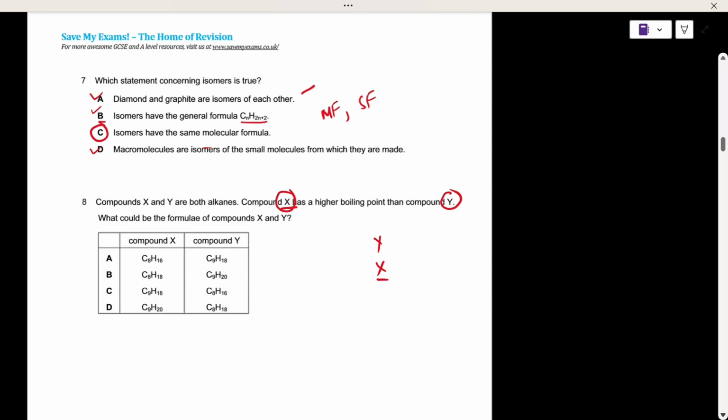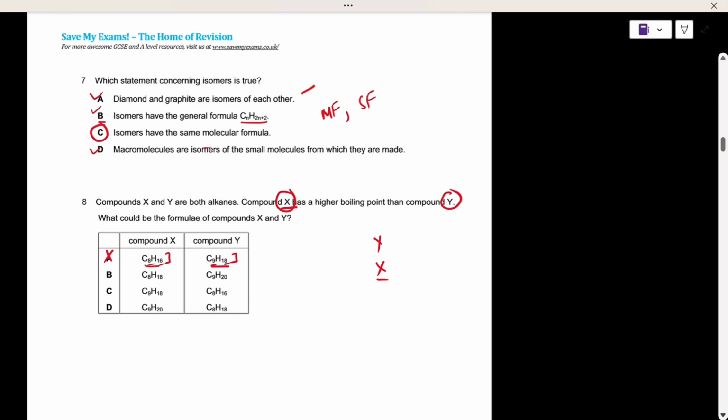What could be the formula for compound X and Y? One thing is for pretty sure: the number of carbons and hydrogens in compound X needs to be greater for the boiling point to be higher. Compound Y is not going to be greater. Let's see the first part. C8H16 and C9H18. This is the opposite, which means compound X has fewer atoms than compound Y. Here you have 8 carbons, here you have 9 carbons. Here you have 16 hydrogens, here you have 18 hydrogens. But this is not right.